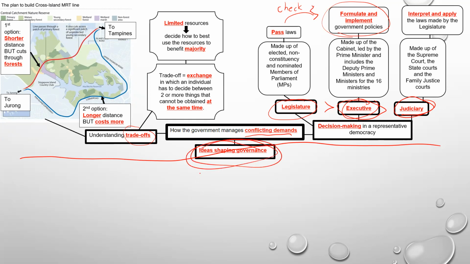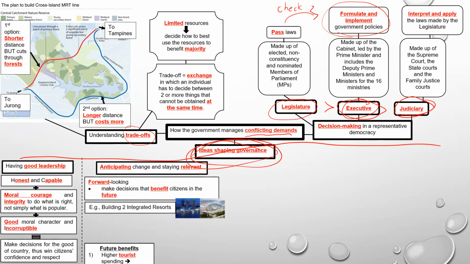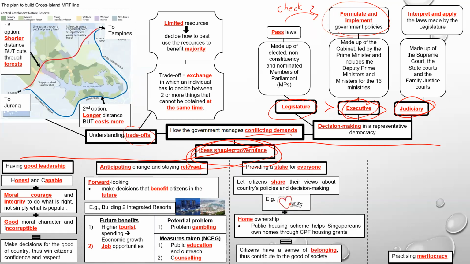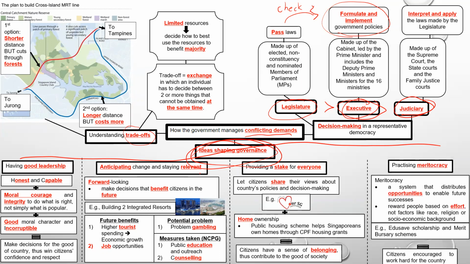Another way is we have to shape governance. We have to make decisions by using certain ideas. That means sometimes when we have a very difficult decision to make, what values do you fall back on to make your decision? Okay, and this is where a sample essay question may be quite common. For example, they may ask you, which idea of shaping governance is more important? Is it having good leadership, or is it practicing meritocracy? Is it providing a stake for everyone, or is it anticipating change and relevance?